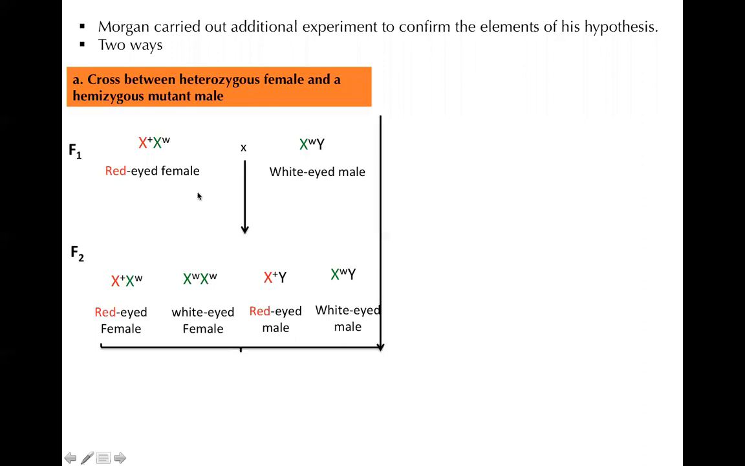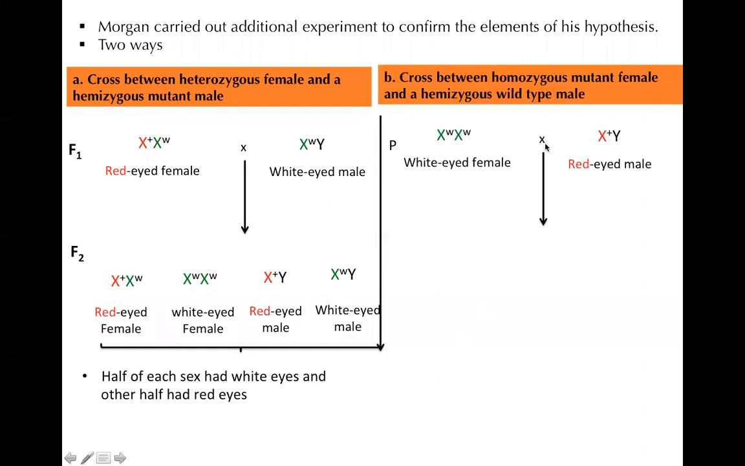So when they crossed the red-eyed female with the white-eyed male, they got four different kinds of progenies: red-eyed female, white-eyed female, red-eyed male, and white-eyed male. That means if you categorize these progenies based on their sex, 50% had white eyes and another 50% had red eyes.